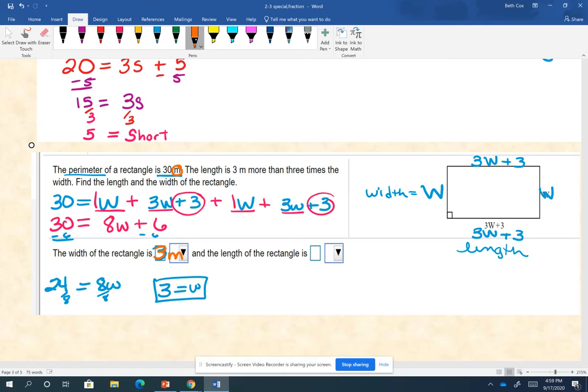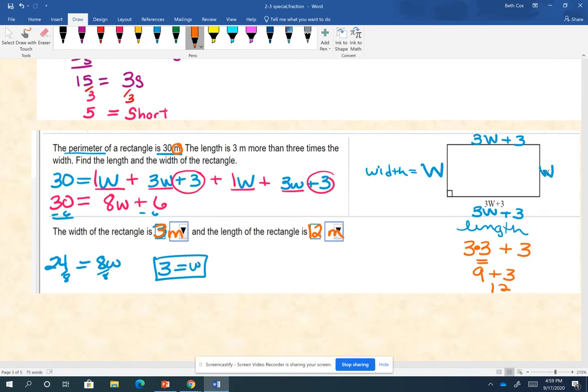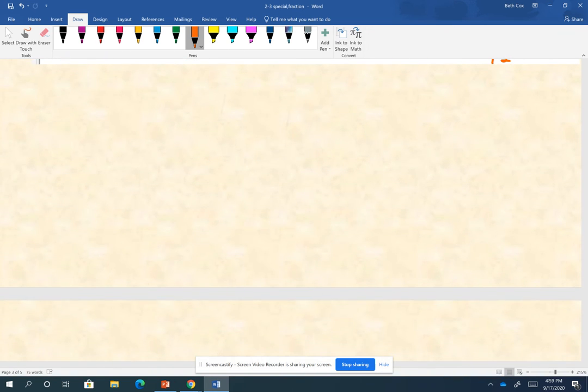And the length, well, this is a little trickier. W is 3. The length is 3 times 3 plus 3. There's the W. So that's 9 plus 3, which is 12. And so the length is 12. And again, it's meters. All right. Let's do the last one. The last one has perimeter and area.